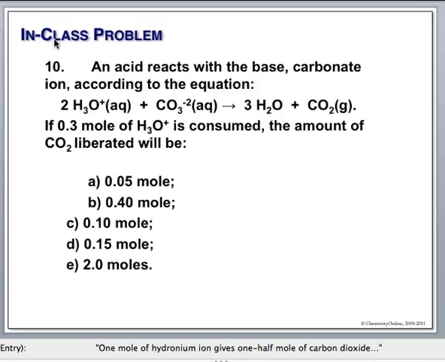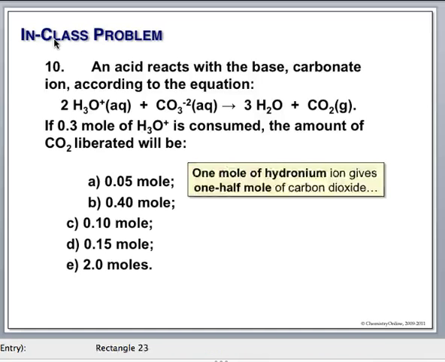Well, for every 2 moles of hydronium, you get 1 mole of this, right? So if we have 0.3 hydroniums, how much can we get here? We're going to get half of that. It takes 2 to give 1, so we're going to take half of this.